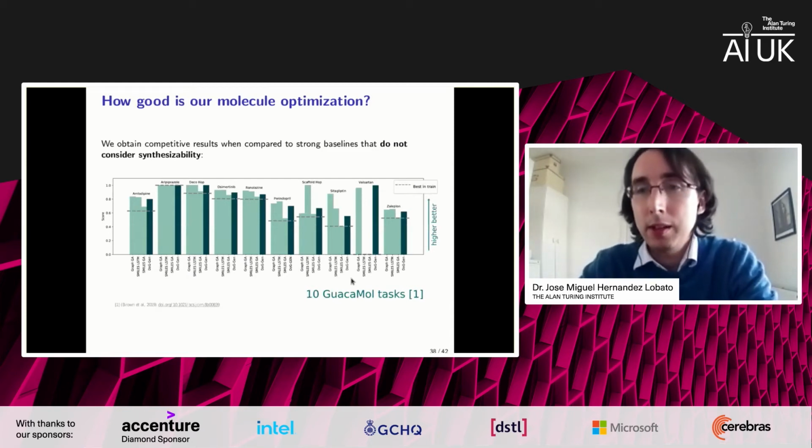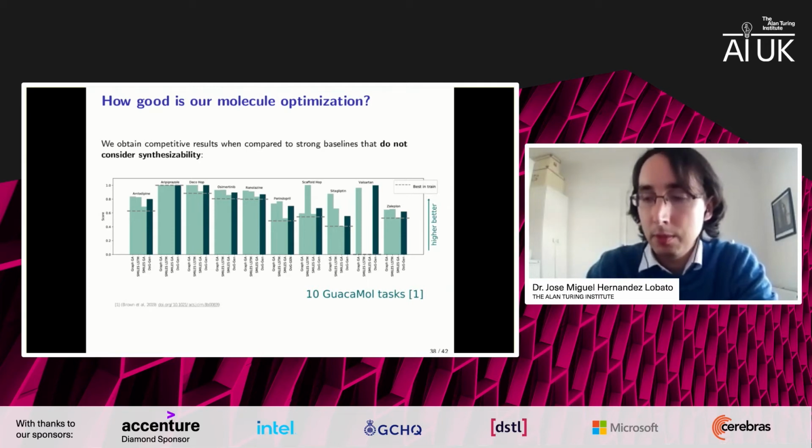How does this work for doing molecule optimization? What we find is that it works as well as existing models that don't generate molecules via chemical reactions. So this is quite good, even though our model is more constrained because it generates molecules in this way. Via chemical reactions, we are able to do as well as other models that are not as constrained.